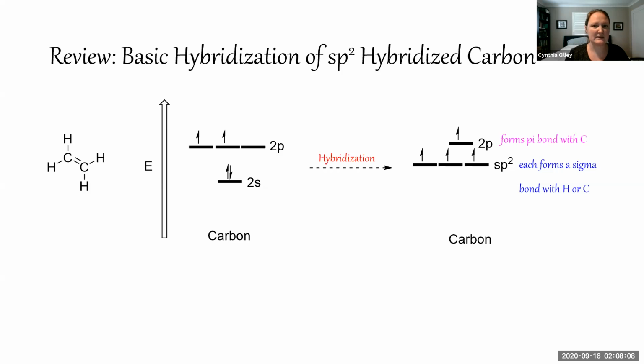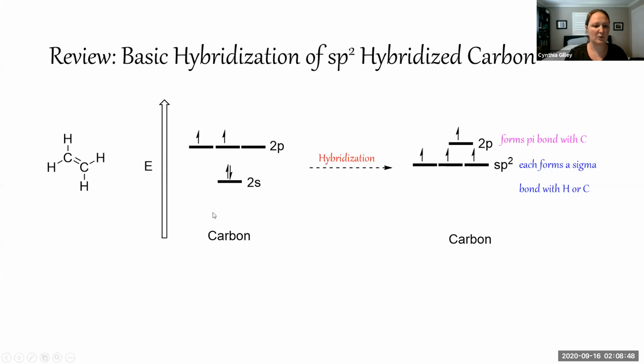So let's talk about an sp2 hybridized carbon. For example, the carbons that you will find in ethylene, also known as ethene. So these carbons are forming 3 sigma bonds: 2 to hydrogen and 1 sigma bond to the other carbon, and also a pi bond to the other carbon. Because it's forming 3 sigma bonds, or it's attached to 3 different atoms with 0 lone pairs, we say it has a steric number of 3, and therefore it's going to do sp2 hybridization.